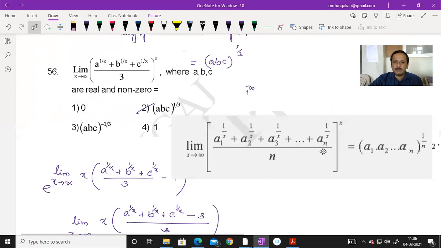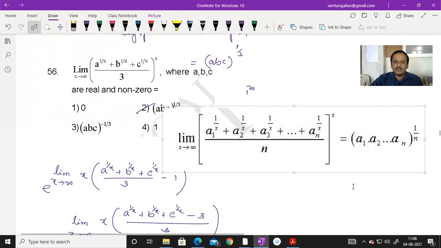Here it was not visible properly. So limit x tends to infinity, A1 to the power 1 by x plus A2 to the power 1 by x plus A3 to the power 1 by x, etc., till An to the power 1 by x, divided by n, whole power x is equal to A1 into A2 into A3, etc., till An, whole power 1 by n. This is a formula you should remember.